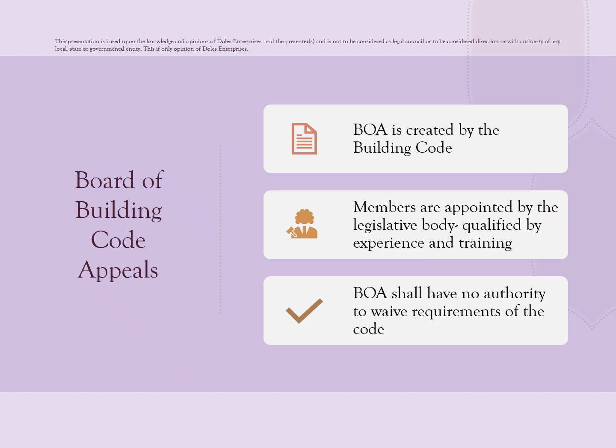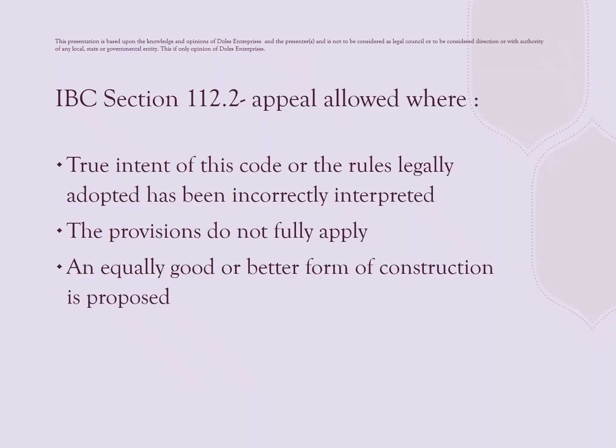The Board of Appeals is created by the Building Code. The members are appointed by the legislative body, qualified by experience and training. The Board of Appeals has no authority to waive requirements of the Code. 112.2 of the IBC lists the conditions where an appeal is allowed.